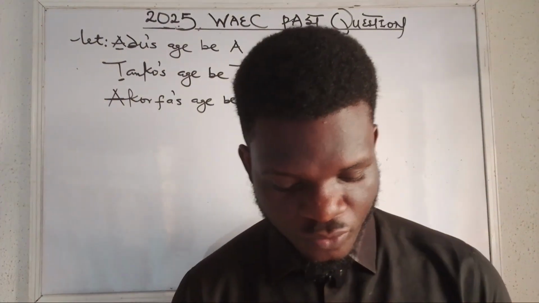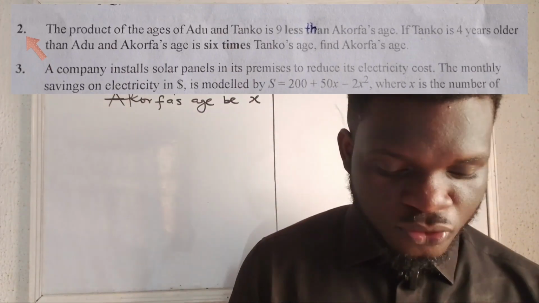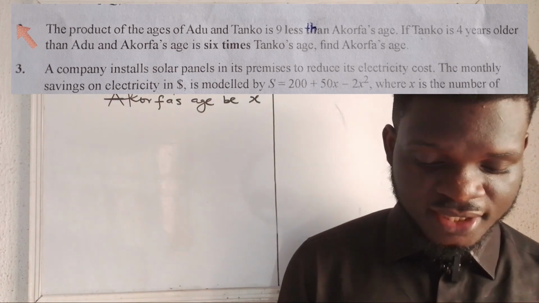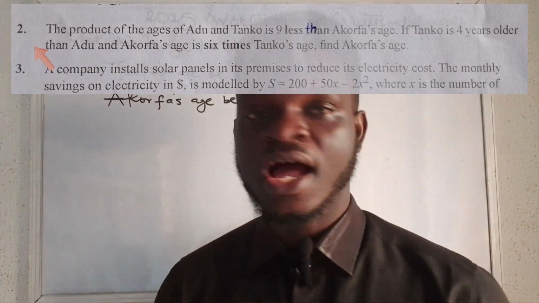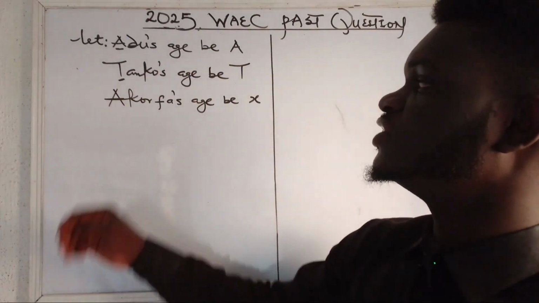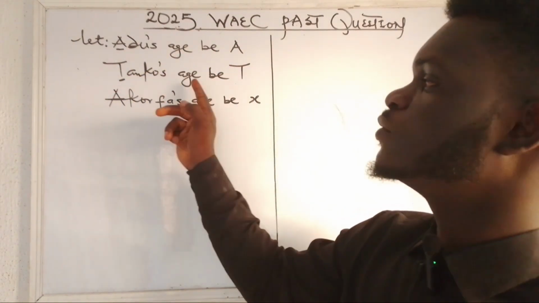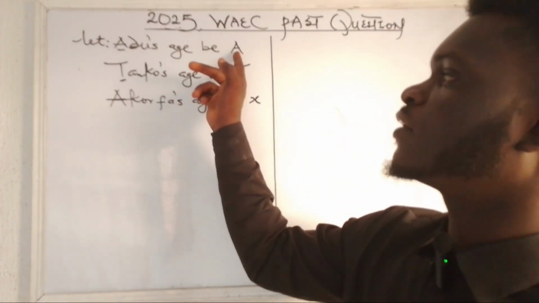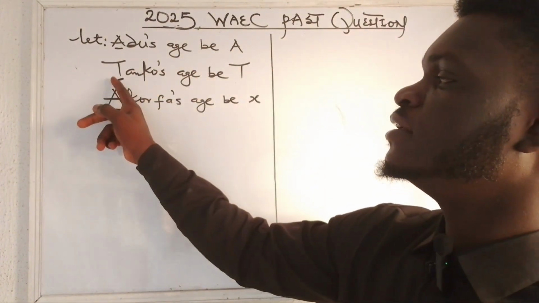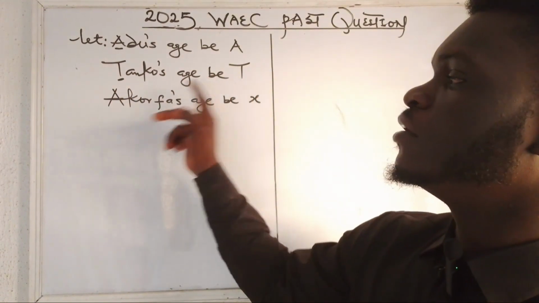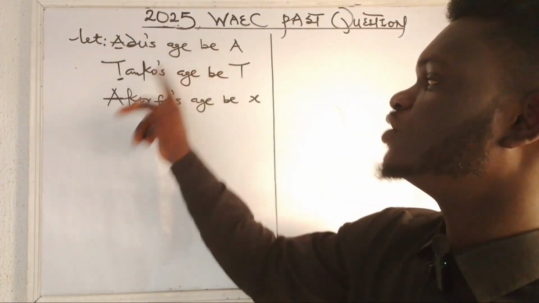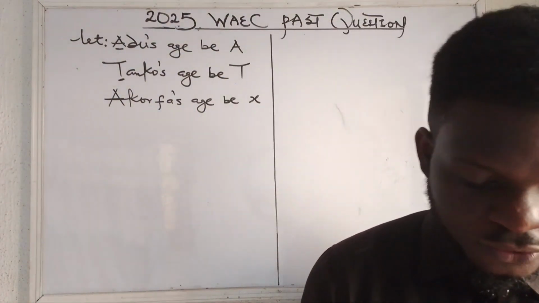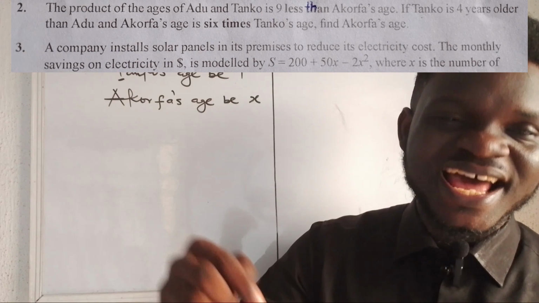Now the question is a very simple one. It reads, you can see on the screen, the product of the ages of Adu and Tanko is 9 less than Akofa's age. Now, I had to make representations of their ages. I said let Adu's age be A and Tanko's age T, while Akofa's age X. I used A for Adu, then T for Tanko. Then, because I already used A for Adu's age, I had to improvise by using X for Akofa's age.